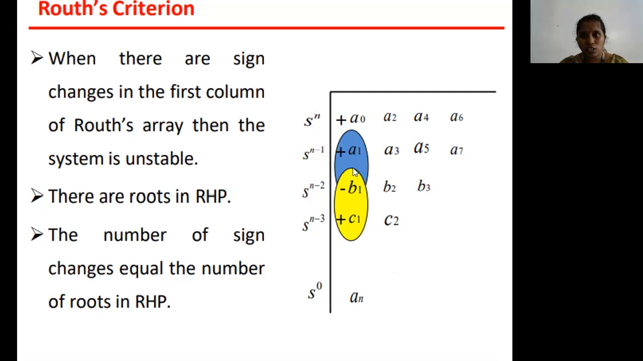If no sign change exists in the first column of the Routh array, then the system is said to be stable. If any sign changes exist, then the system is unstable. And the number of sign changes is equal to the number of roots existing on the right hand side of the S-plane. Here the number of sign changes is 1, 2, right? From positive to negative and negative to positive. So there are two sign changes, so two roots must be placed on the right hand side of the S-plane. So this is about the Routh stability criterion.